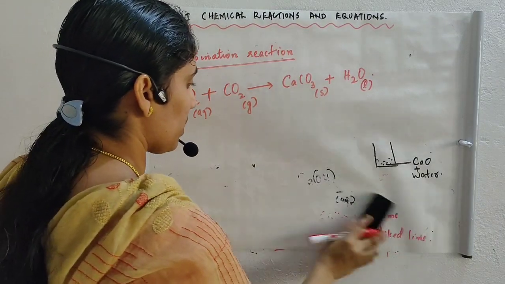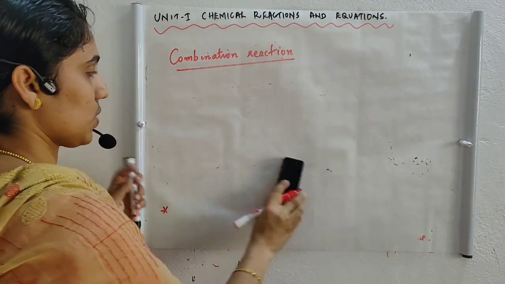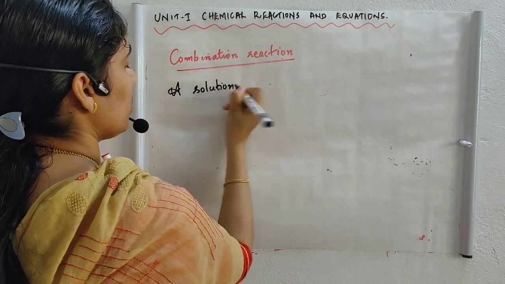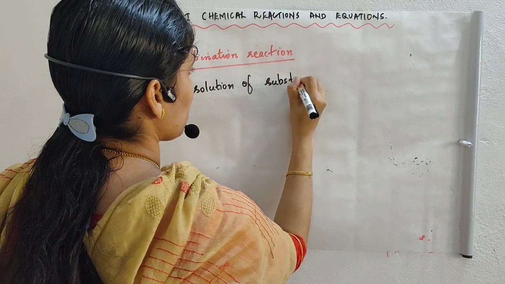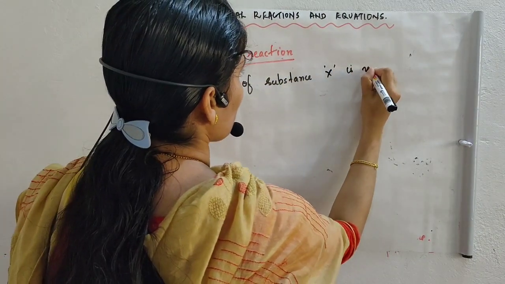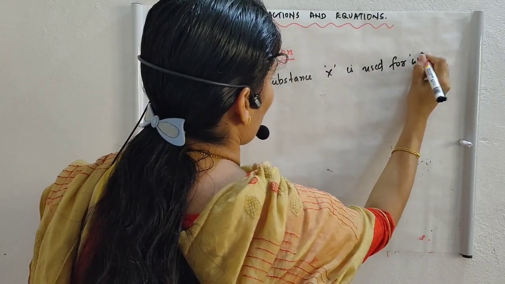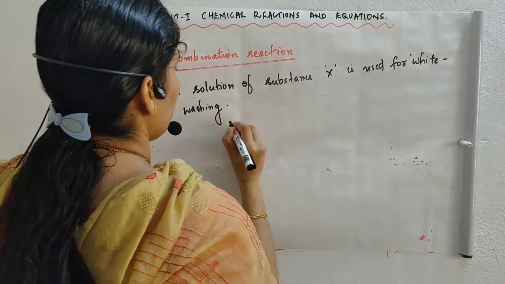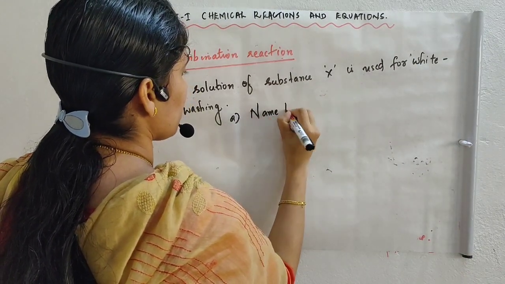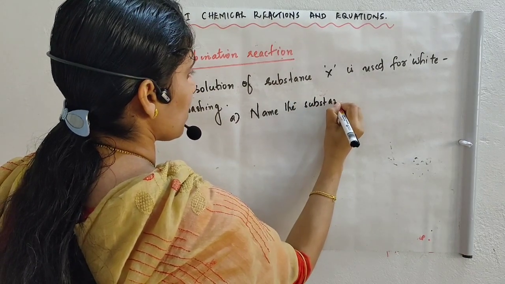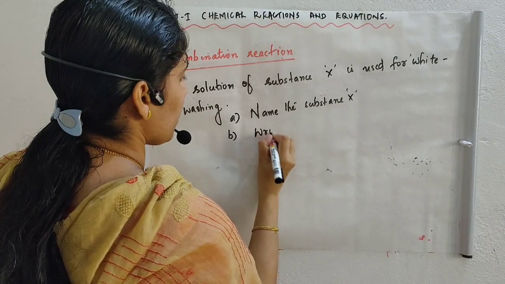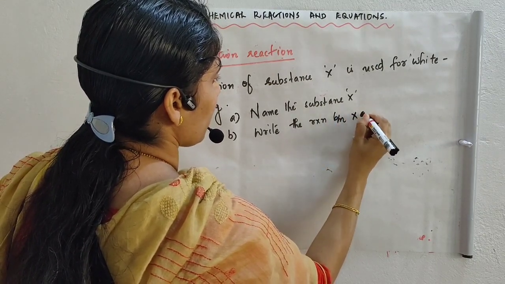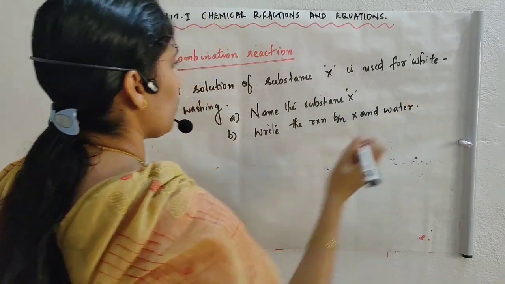In your NCERT textbook, one question is based on the same reaction. The question is: a solution of substance X is used for whitewashing. Then the sub-questions: name the substance X; and write the reaction between X and water.